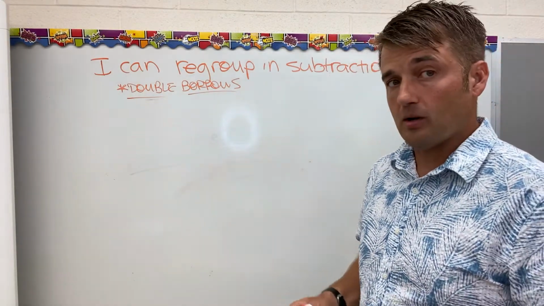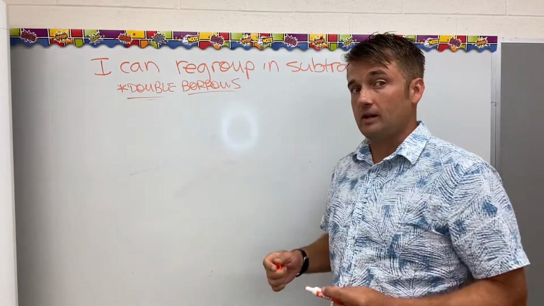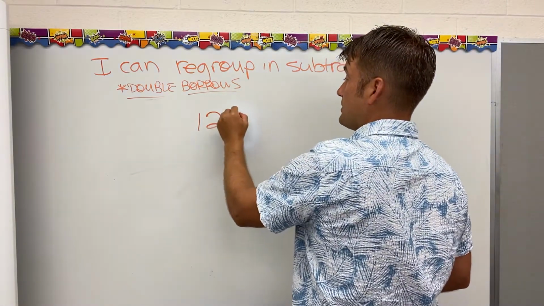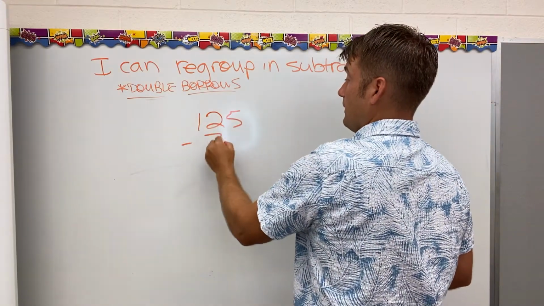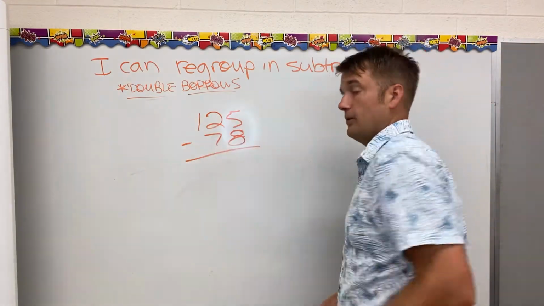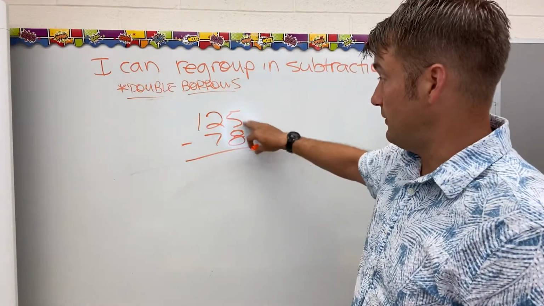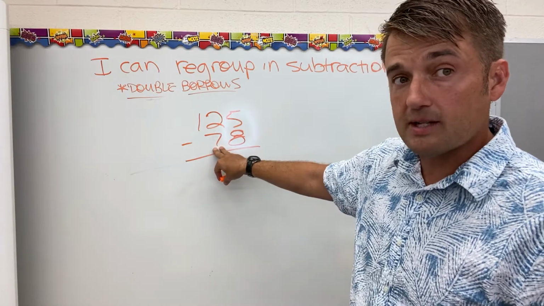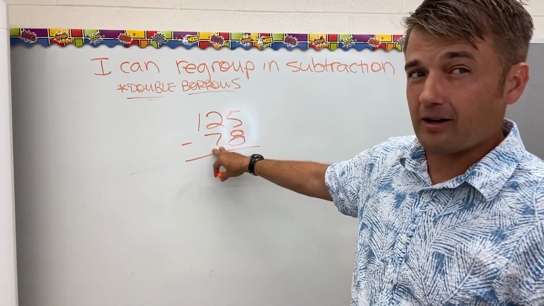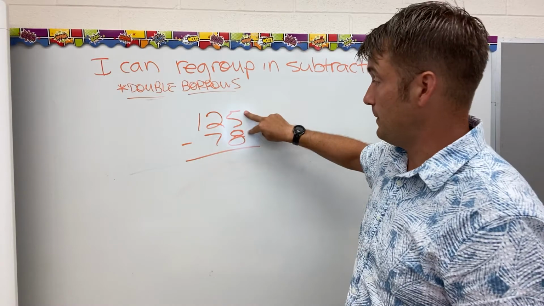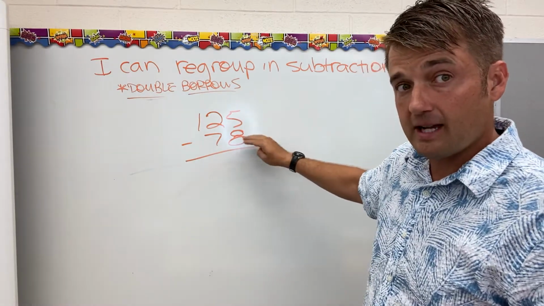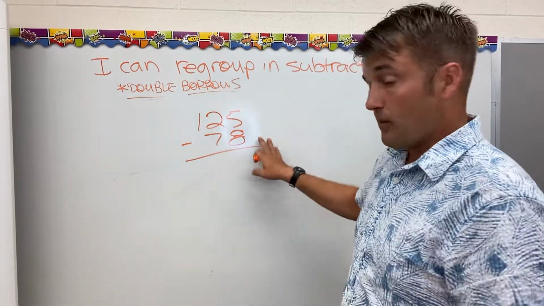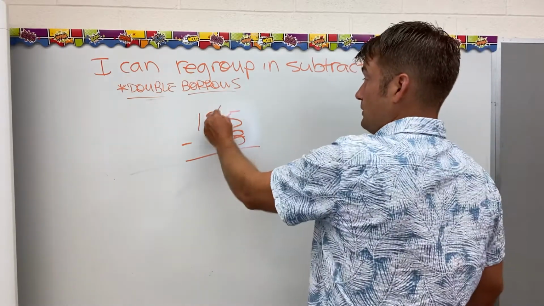So the double borrow is what happens when you have not just one but two numbers in a problem that require regrouping. Okay, so I've got a bigger bottom here, and then I've also got a bigger bottom here. So this is going to be a double borrow, and it's really not that hard once you see what to do. So because 5 is not enough to take away 8, right? If I have $5, I can't give you 8. I'm going to have to go to my neighbor, the 2.